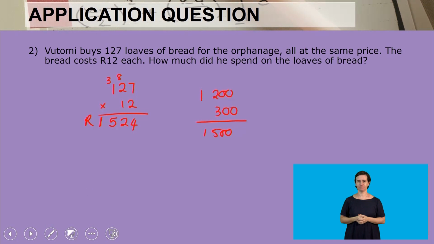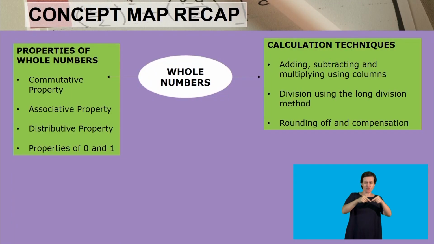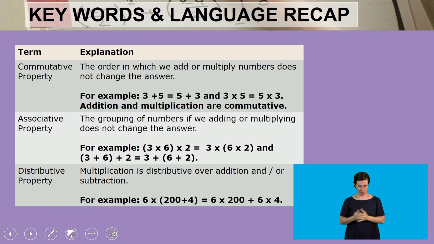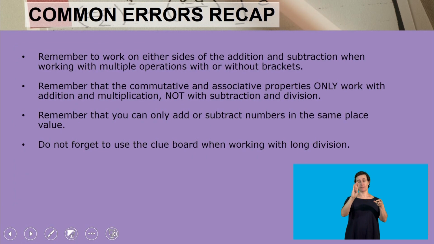Okay, we have come to the end of our lesson. Let's wrap up our lesson. So remember, we had our concept map where we were focusing on 2 areas, and that is properties of whole numbers and calculation techniques. We also looked at the keywords that we were working with. Do you remember the commutative properties, the associative properties, and the distributive properties that we were working with?